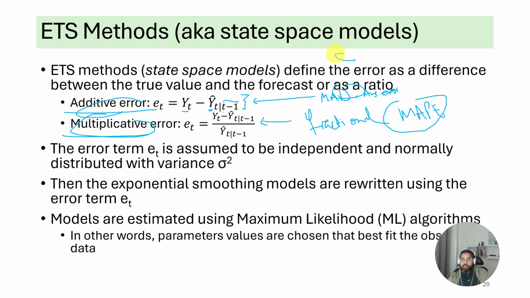So in ETS, the first choice is the same as before: additive trend or no trend or additive damped trend. The second choice is multiplicative seasonality or additive seasonality, whatever we choose. And the third choice is you want an additive error or a multiplicative error. So for the error, you can either have A here or you can have M here, one of the two in your ETS method. Okay. So in ETS the error term is assumed to be independent, normally distributed with constant variance sigma squared. So the variance of the error doesn't change with time. Exponential smoothing models are rewritten using the error term.